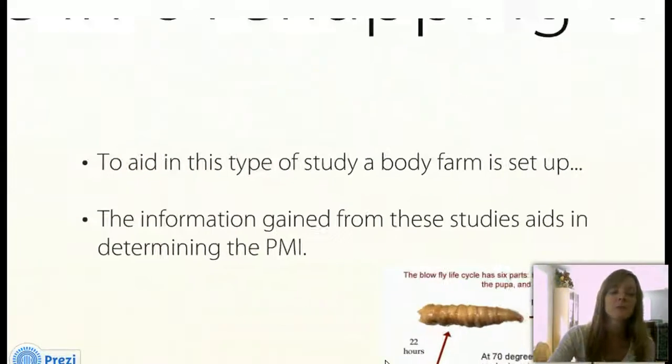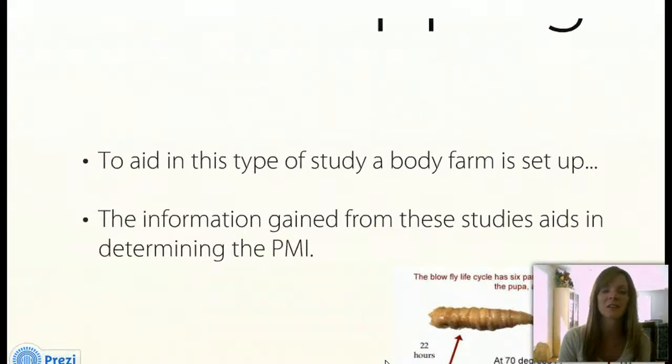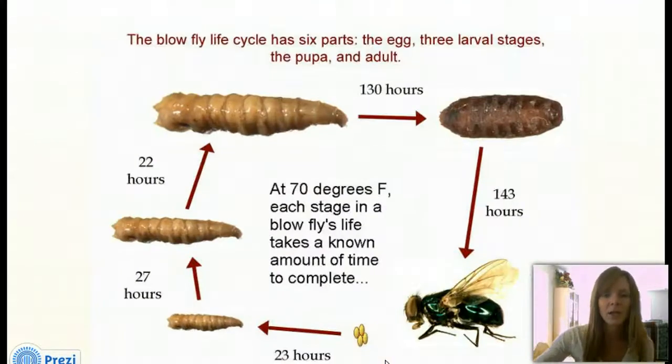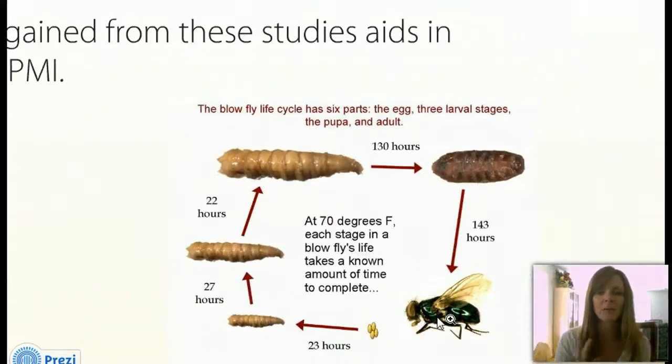Okay, so moving on. The information gained from these studies aids in determining the PMI, post-mortem interval. Please know that term, okay? Here's a little picture about the stages of the blowfly, and you'll see one also in your text. It says the blowfly life cycle has 6 parts: the egg, 3 larval stages, the pupa, and the adult. So basically, picture this, dead body, okay?